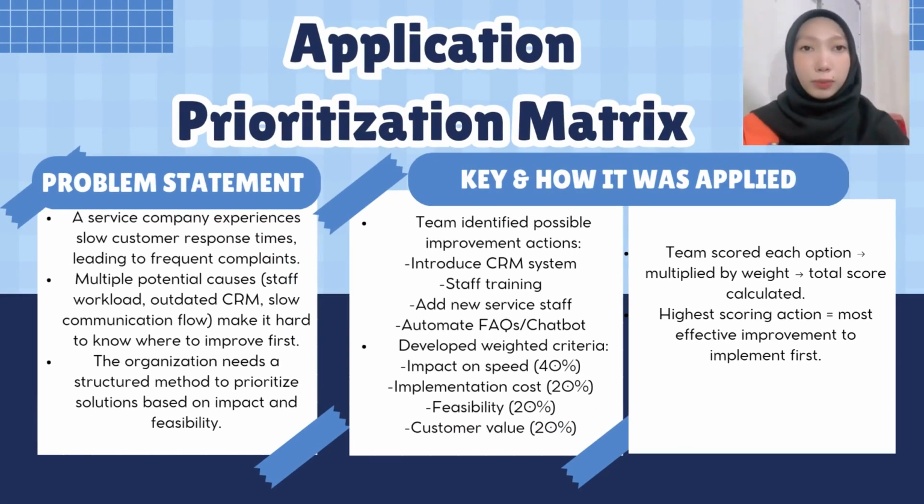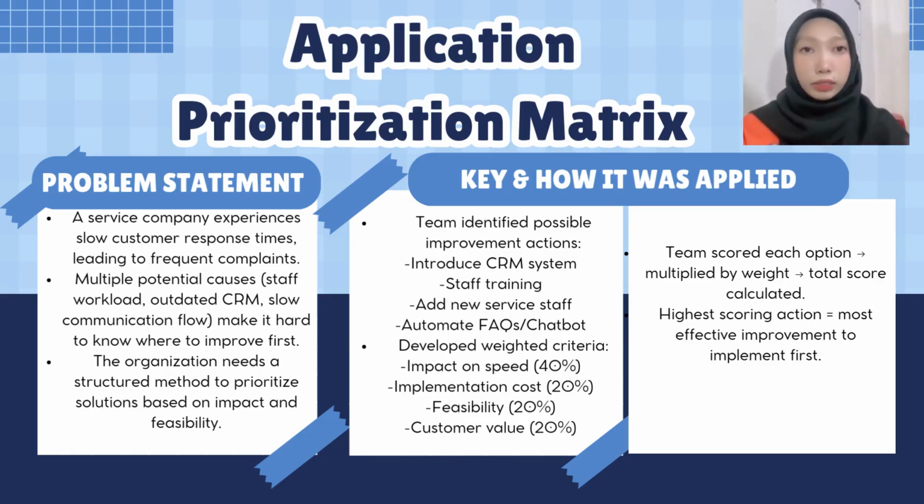Application of the prioritization matrix. The problem is the organization faced slow customer response times and increasing complaints. There were many possible improvement options, making it difficult to decide which action should be implemented first. Therefore, a prioritization matrix was used to select the most impactful and feasible solution.